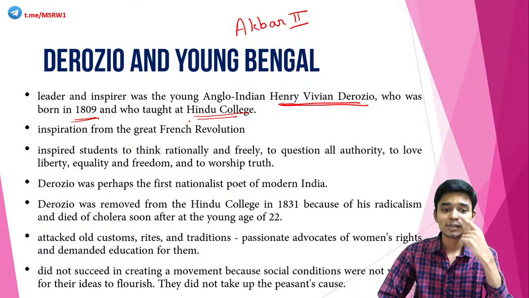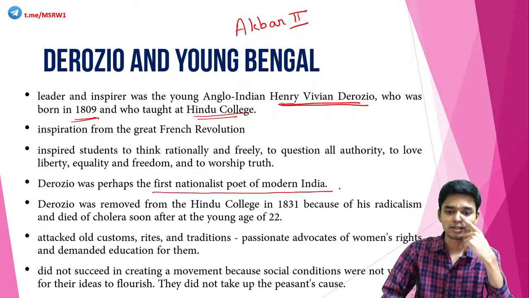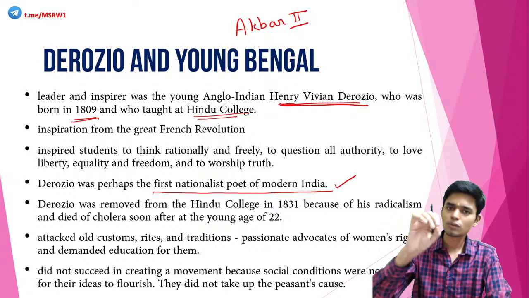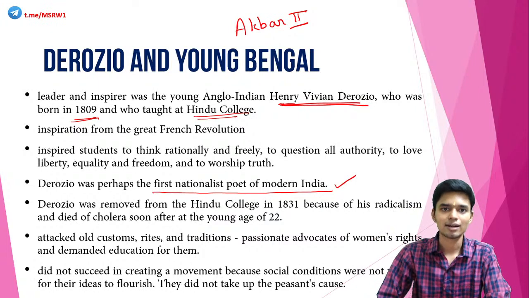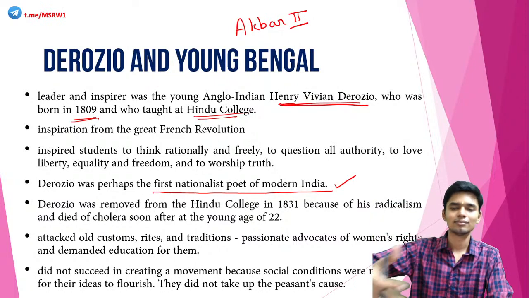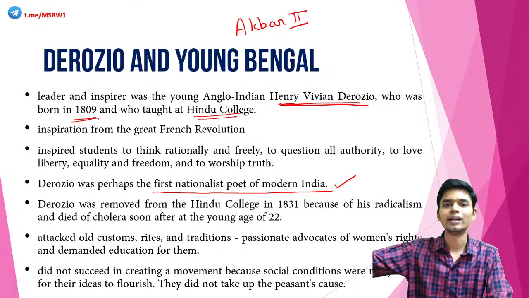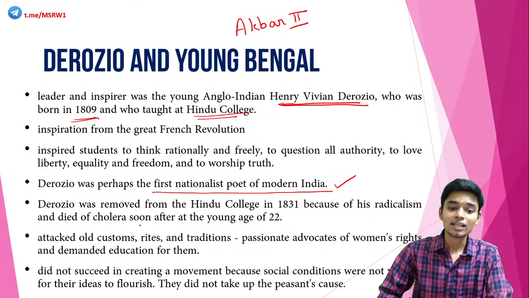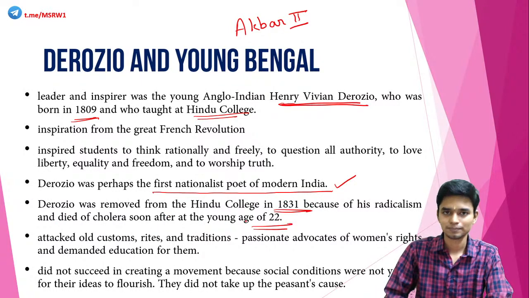Okay, Derozio was perhaps the first nationalist poet of modern India. And a prelims question: perhaps the first nationalist modern poet of India, because he wrote plenty of poems back at those times, in a nationalistic spirit. Okay, regarding liberty and the modern ideals. So he is probably considered the first nationalist poet of modern India. Okay, he was removed from the Hindu College in 1831 because of his radicalism and died of cholera soon after, at the age of 22.